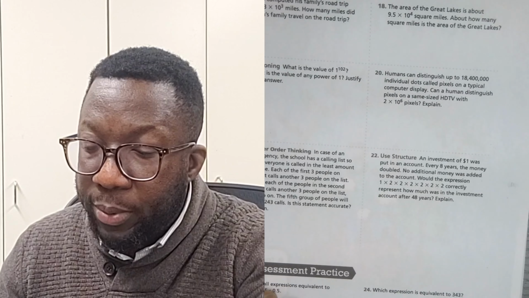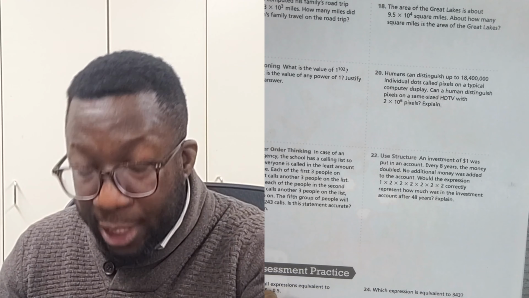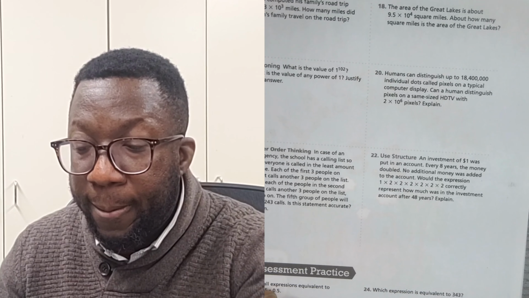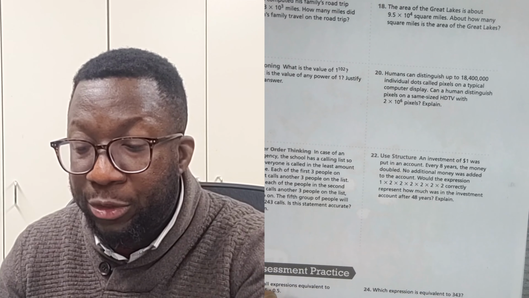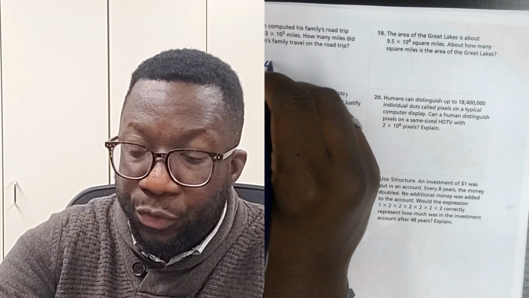So we're taking a look now at question number 17 that says, Dustin computed his family's road trip as 4.43 times 10 to the third power miles. How many miles did Dustin's family travel on the road trip? So if you take a look at our exponent, which is 10 to the third power, that means we're going to need to move the decimal 3 places to the right. So 4.43 times 1,000 is going to give us 4,430 miles.